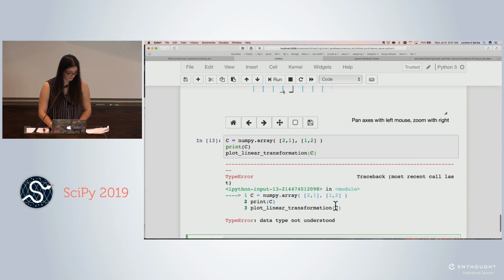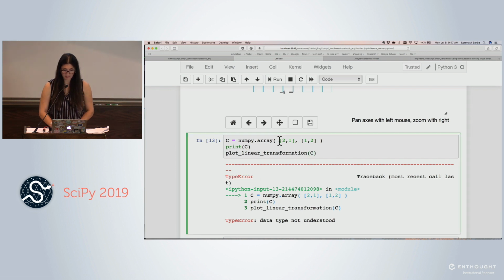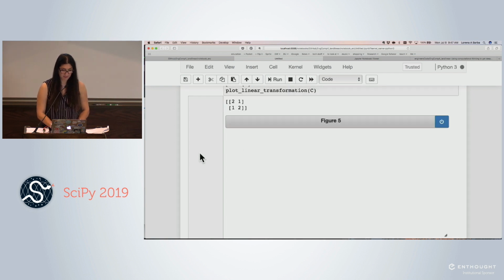Error. Typo? Oh, extra square brackets. Yeah, okay, thank you. I've done that a couple of times.